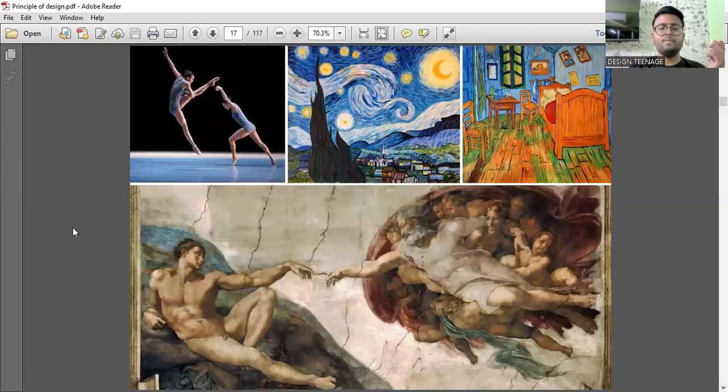Okay, now these are some of the compositions which again talk about asymmetrical balance. For example, this particular composition, the central one at the top, what is the name? Do you know the name of this composition?